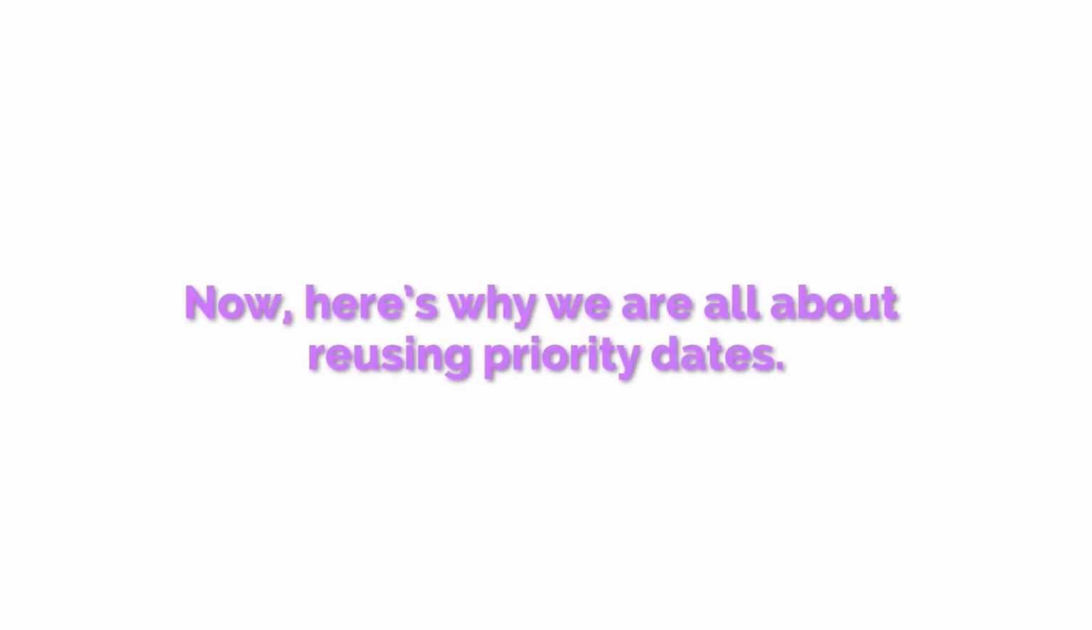Now, here's why we are all about reusing priority dates. For some countries, especially India and China, there are huge backlogs for EB2 and EB3 categories. So if you reuse a priority date from one of those backed up categories for your EB1A, you might be able to jump the line and speed up your green card process by several years.